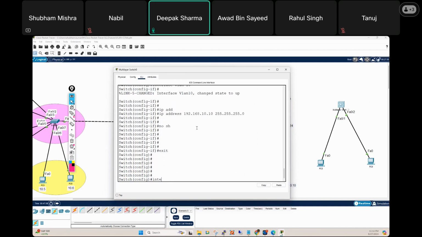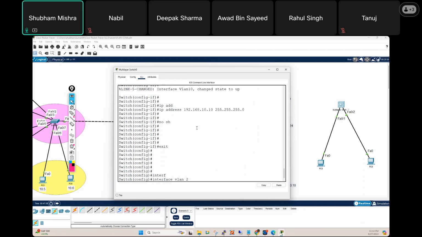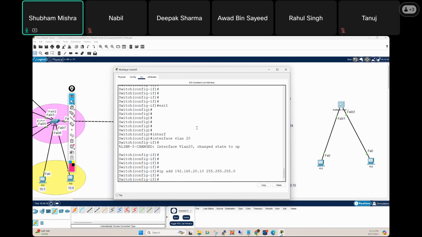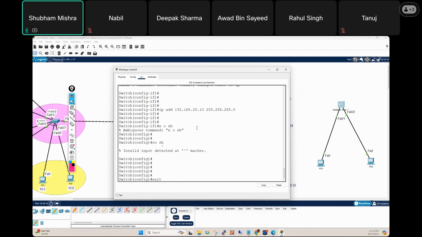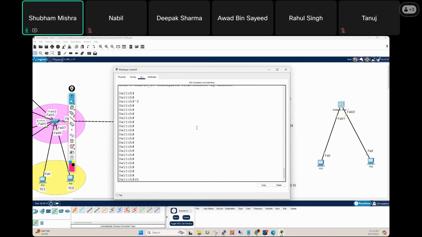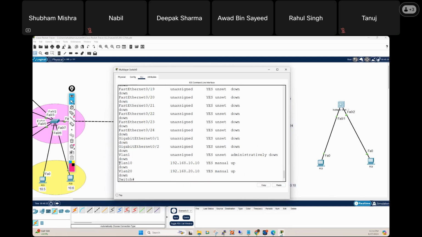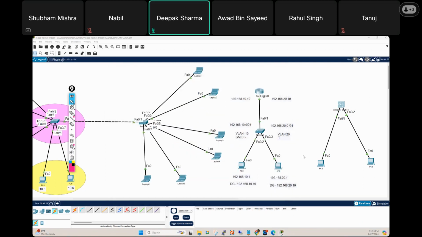Again, interface VLAN 20. What is the IP address? 192.168.20.10, 255.255.255.0, no shutdown. Okay. Now, how can you check? Show IP interface brief. For VLAN number 10, we created this one. For VLAN number 20, we created this one. Yes or no?